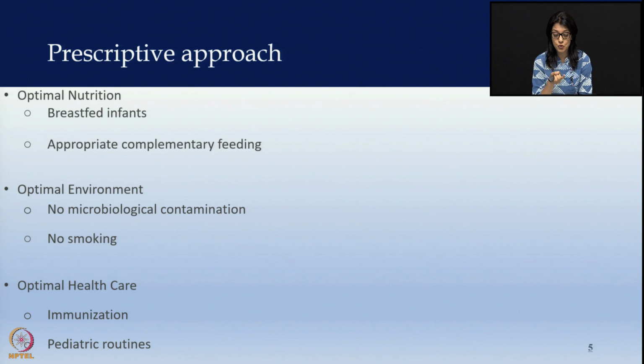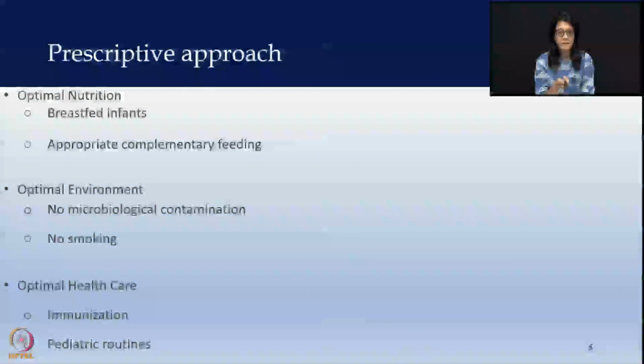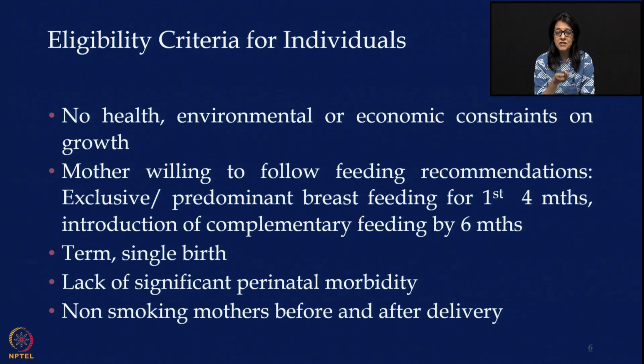There was no exposure to smoke, and there was optimum health care. All these children had immunization as per recommendation, and they all had pediatric routine care. All these variables were kept common. And the eligibility criterion for individuals was no health, environment or economic constraint on growth. They came from a good health background, with immunization, good sanitation, no exposure to smoke, and no economic constraint.